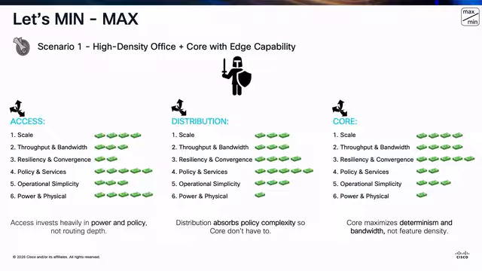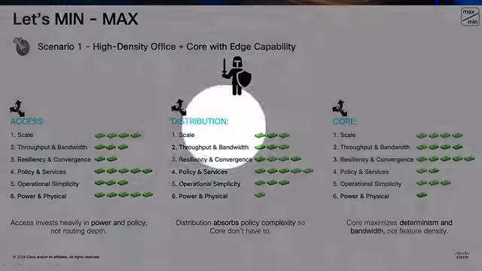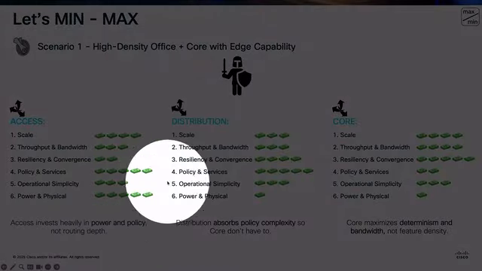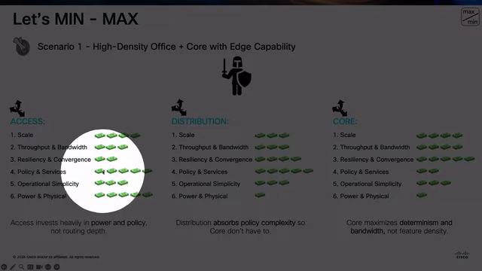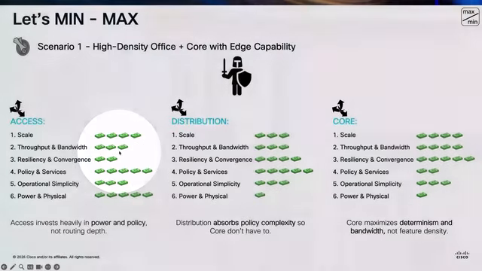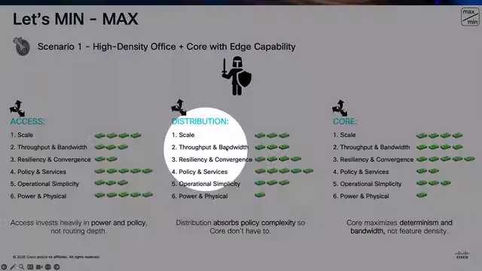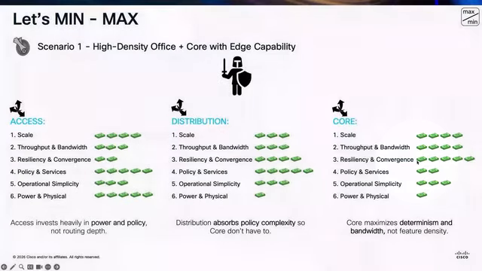And at first, of course, everything's an abstraction, so we just want to drive the point about which parts of the network, or which elements, influence the selection of a certain platform and should be taken into consideration while planning the network design. So for the high-density office, we obviously will invest highly in power and policy. We are maxing out power and policy at the access. At the same time, distribution will absorb the complexity, and core just maximizes determinism. That's why we've got the resiliency and convergence maxed out.